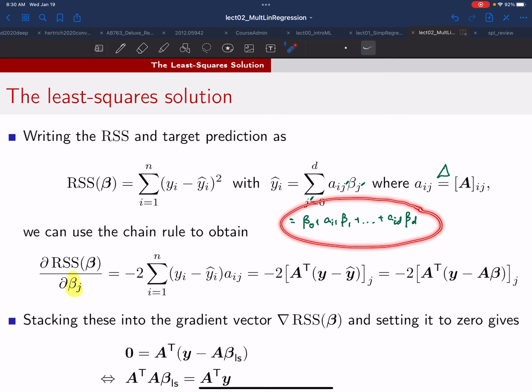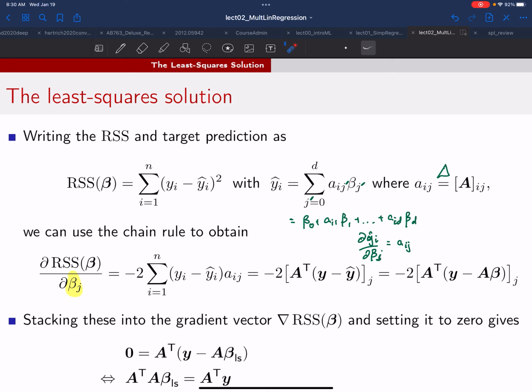a_ij, exactly. So I'll write it here: d ŷ_i / d beta_j equals a_ij. It's because there's only one term in this sum that has anything to do with beta_j, and it's the term that has a_ij beta_j in there. And when I take the derivative of that, that's easy. That's just a_ij.